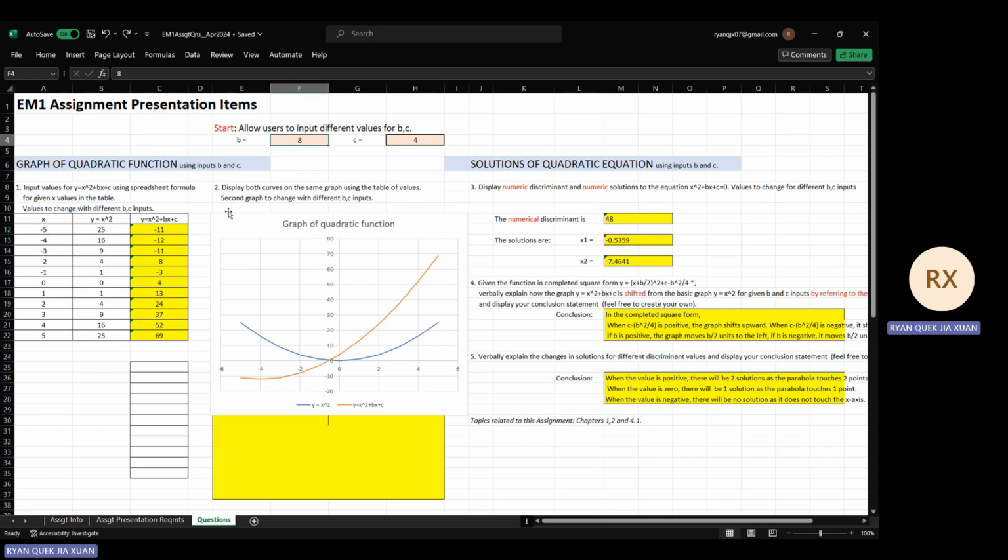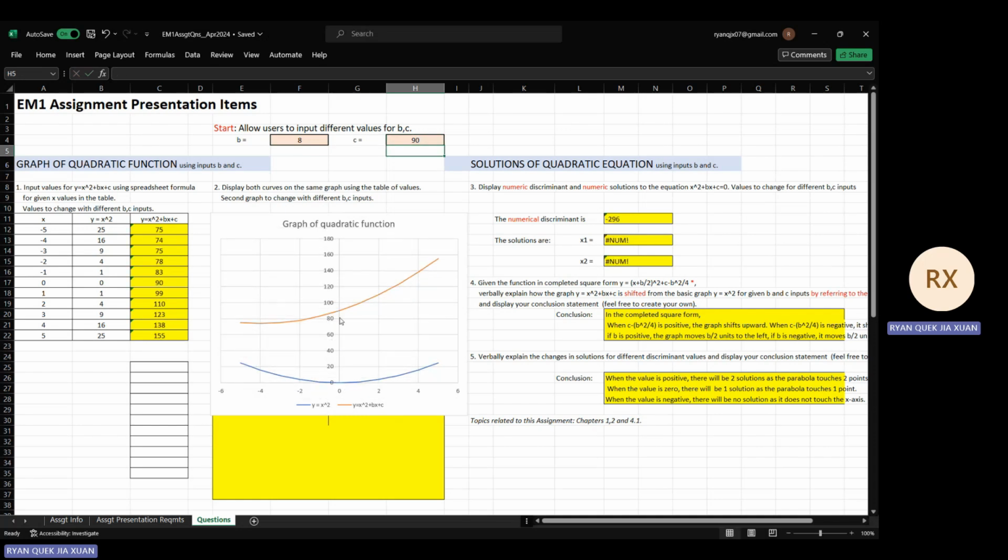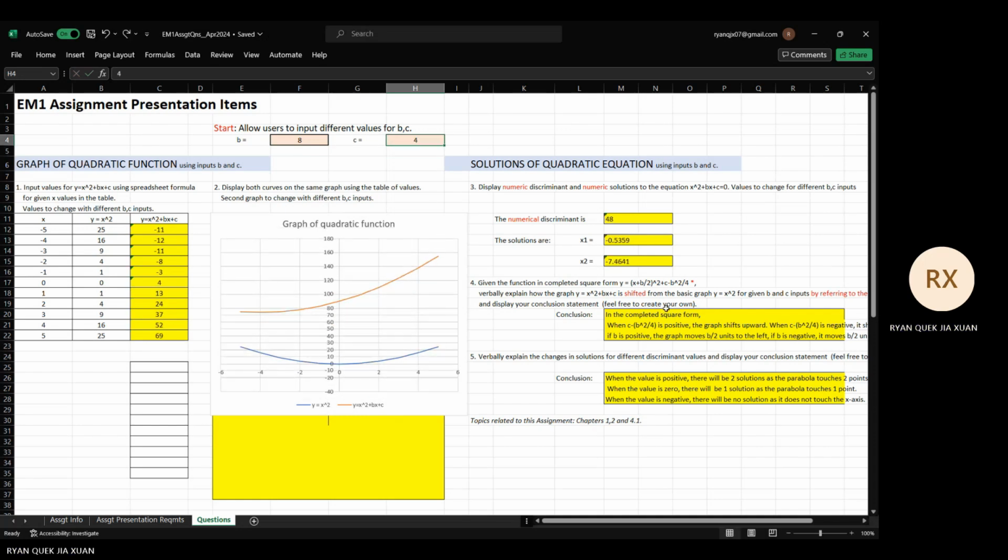And as you can see here, for question 2, we have inserted the graph into the question, and the orange curve here represents x squared plus bx plus c, while the blue curve here represents x squared. And if I change the value of my b to 80, you'll notice that the graph becomes steeper. And if I change the value of my c to 90, you'll notice that the graph moves vertically upwards.